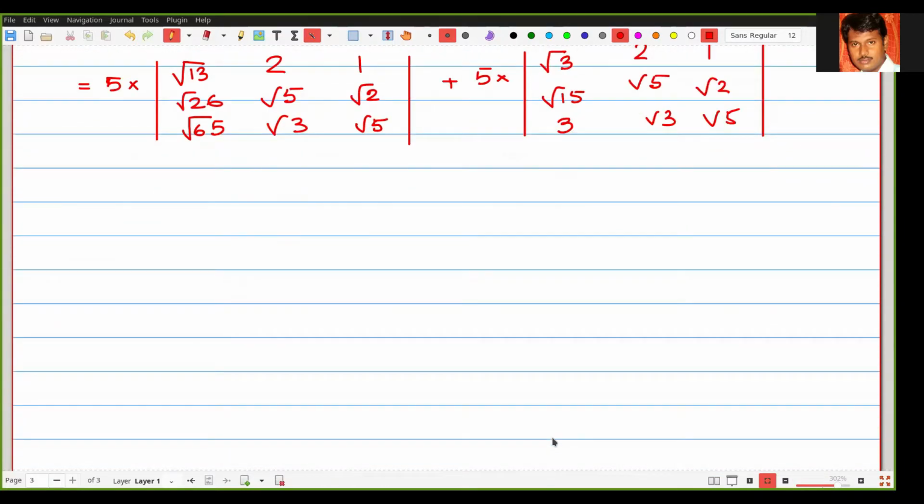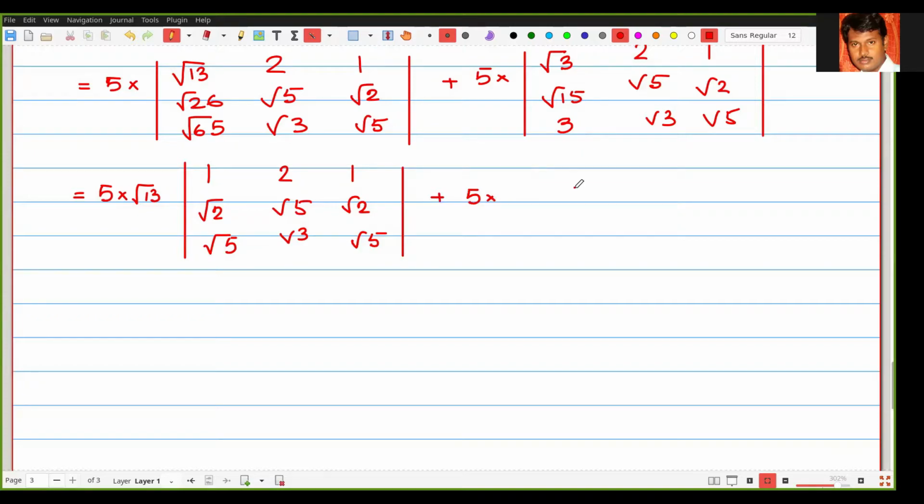Then from the first column of the first determinant, take common square root of 13. So that is 1, square root of 2, square root of 5. So that is 2 square root of 5, square root of 3, 1, square root of 2, square root of 5, plus 5 into, from the first column of the second determinant, take the common as square root of 3: 1, square root of 5, square root of 3. The second column and third column remain the same.